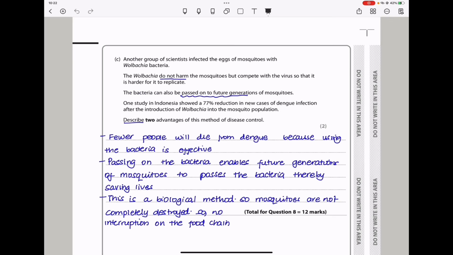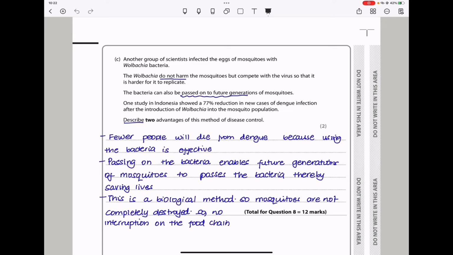Moving on. In part C, another group of scientists infected the eggs of mosquitoes with Wolbachia bacteria. The Wolbachia do not harm the mosquitoes but compete with the virus so that it is harder for it to replicate. The bacteria can also be passed on to future generations of mosquitoes. One study in Indonesia showed a 77% reduction in new cases of dengue infection after the introduction of Wolbachia into the mosquito population. They want you to describe 2 advantages of this method of disease control.